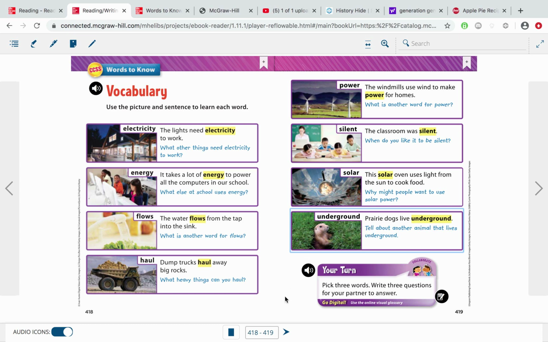Which one of these words is a compound word? Compound word. Good, it's underground. Okay, which ones of these words have two syllables?